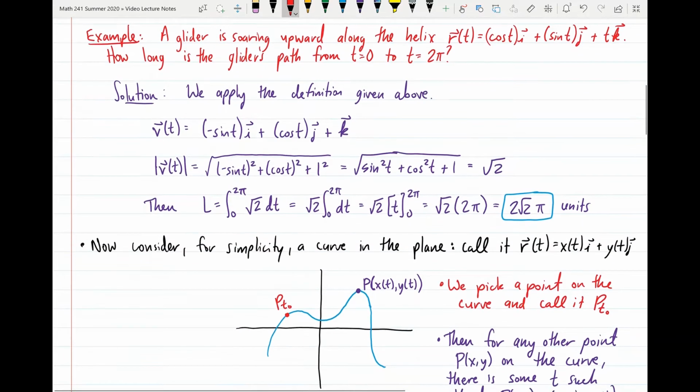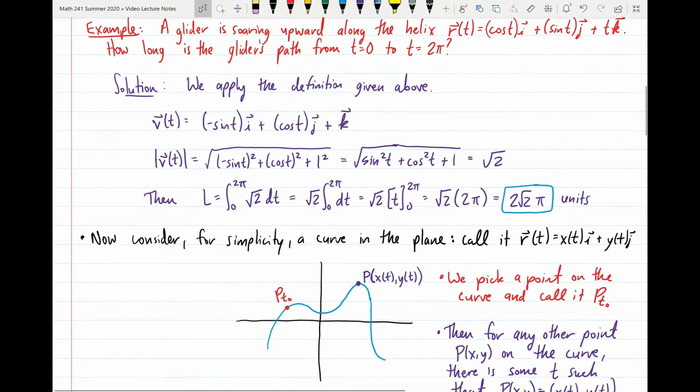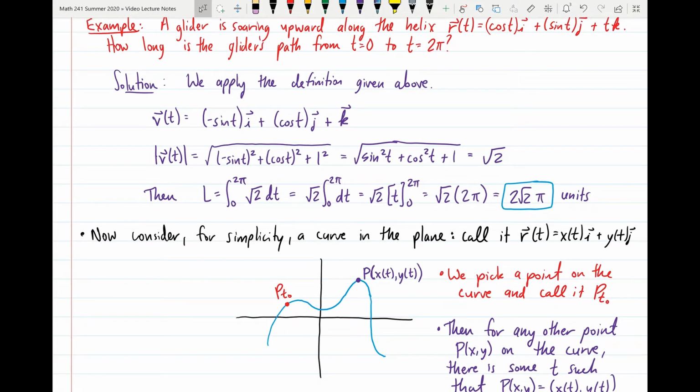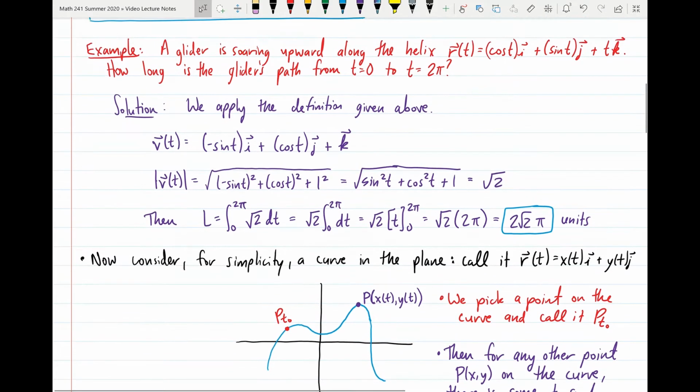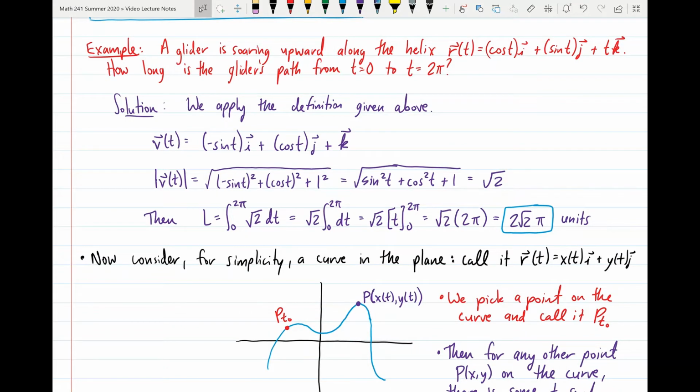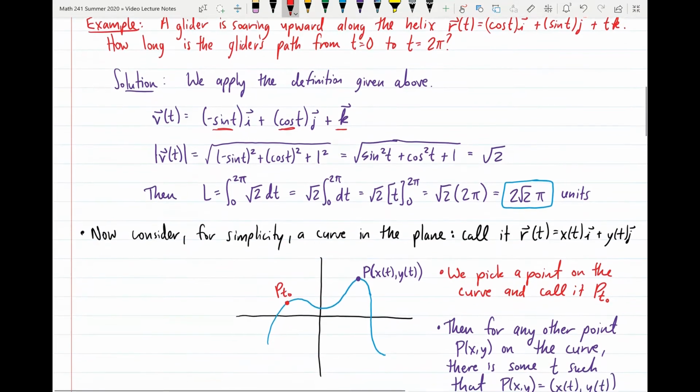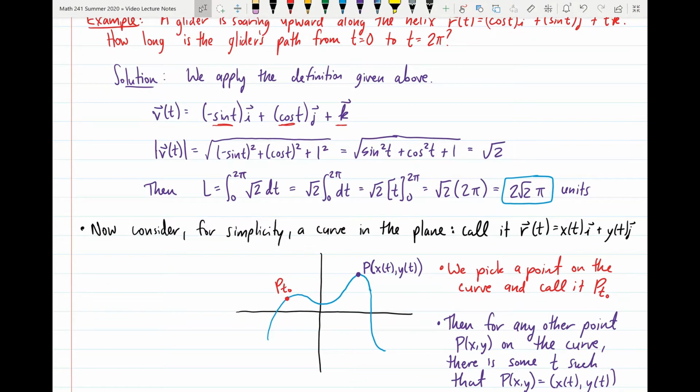So we're mostly just going to apply the definition that we just set forth above. So the velocity function is going to be equal to minus sine t i plus cosine t j plus k, where we've just taken the derivative of the component functions from r. And if we take the magnitude of the function giving the velocity vector, we get the square root of negative sine t squared plus cosine t squared plus 1 squared.